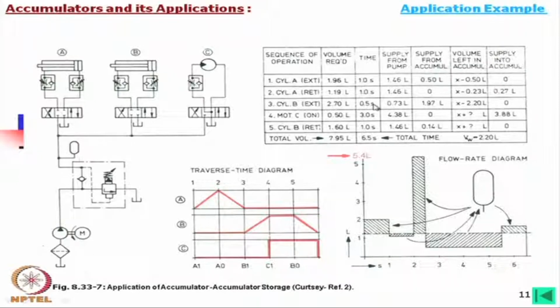This might be due to the pressure requirement. It is taken like this. So, 0 is accumulated in the accumulator.